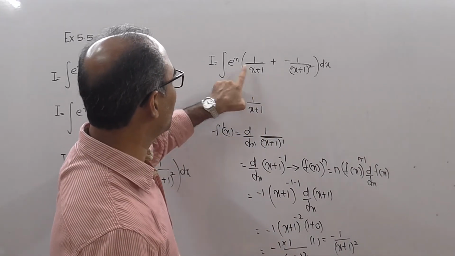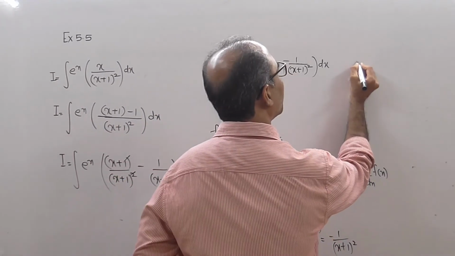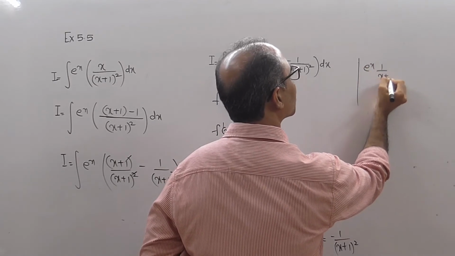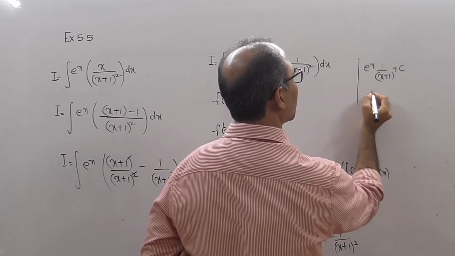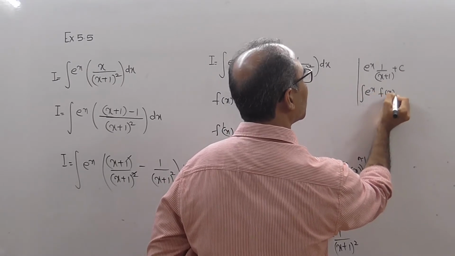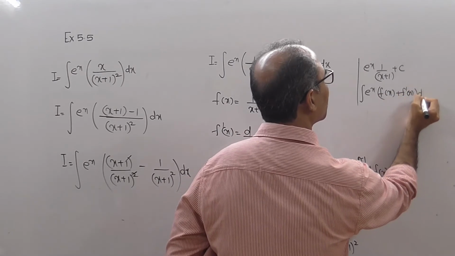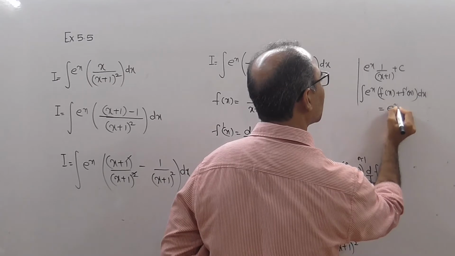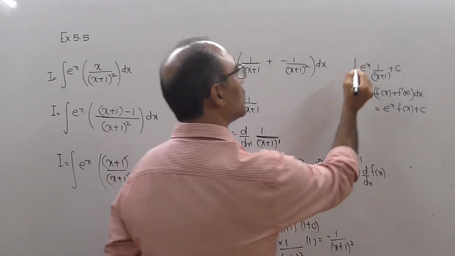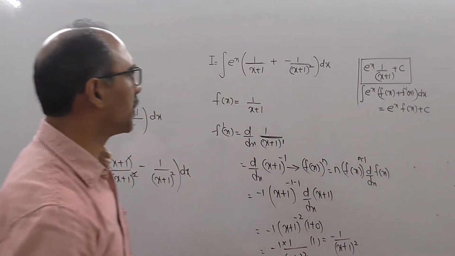So this is e raised to x, this is f of x, this is f dash of x. So the answer will be e raised to x f of x plus c, meaning I can write a formula: integration e raised to x f of x plus f dash of x dx equals e raised to x f of x plus c. So this is the final answer. It's a good sum. Revise it properly.